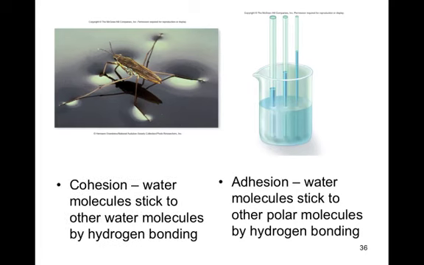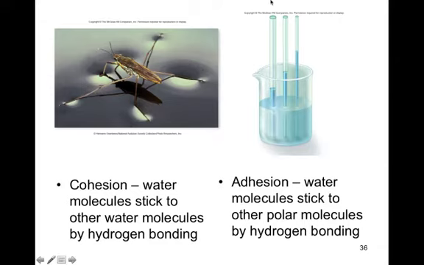So let's distinguish first between cohesion and adhesion. Cohesion is what we saw with one water molecule sticking to other water molecules by means of hydrogen bonding. But what if water, being a polar molecule, happens to stick to another polar molecule or even a charged molecule? This is called adhesion. So adhesion is when water molecules stick to other polar molecules, also by hydrogen bonding.